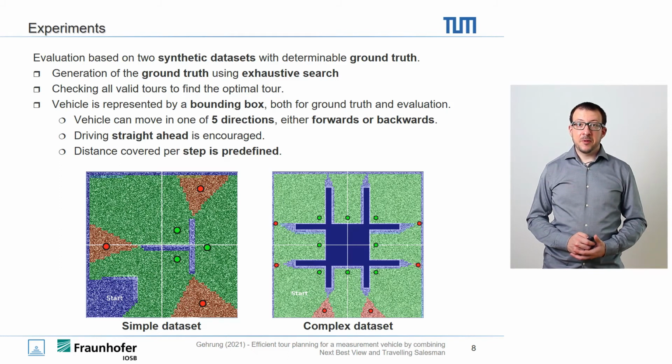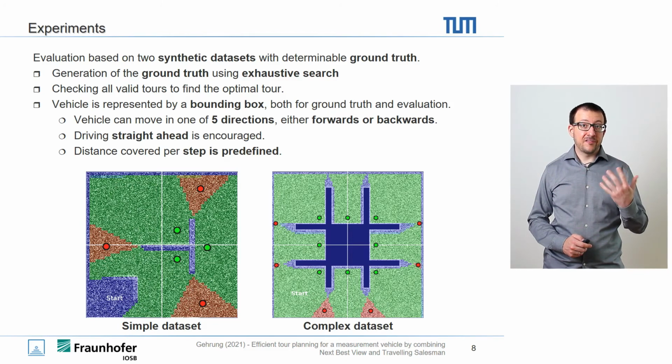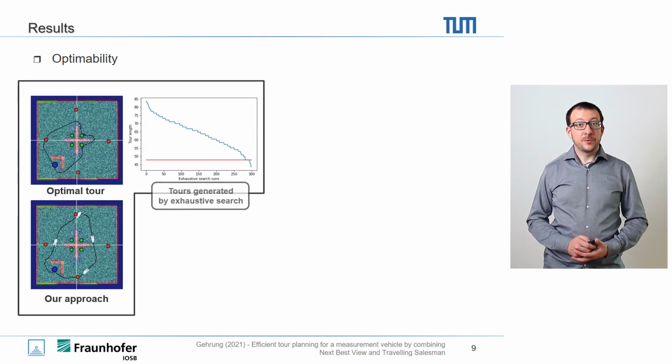The path finding is implemented quite simple. Per step, the vehicle can move either forwards or backwards in one of 5 directions. The distance covered per step is predefined. The results of our approach are compared with the ground truth in terms of optimality and runtime. The tour quality is also discussed. The evaluation has yielded the following results.